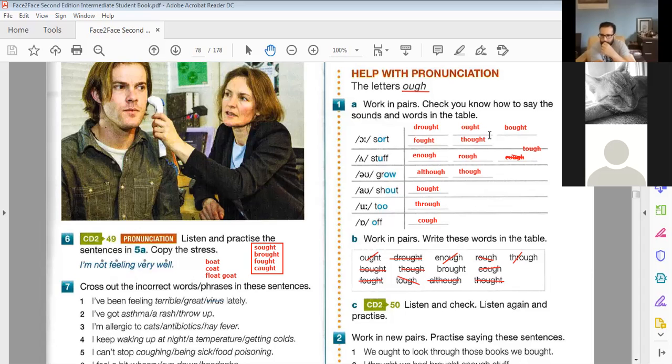No, no, there's something wrong. Drought. Drought. We have this one repeated. The past of buy is repeated. Okay. It's in the first group and it's in the fourth group, but we need to remove it from one of them. Yeah. Where do you want to remove it from?